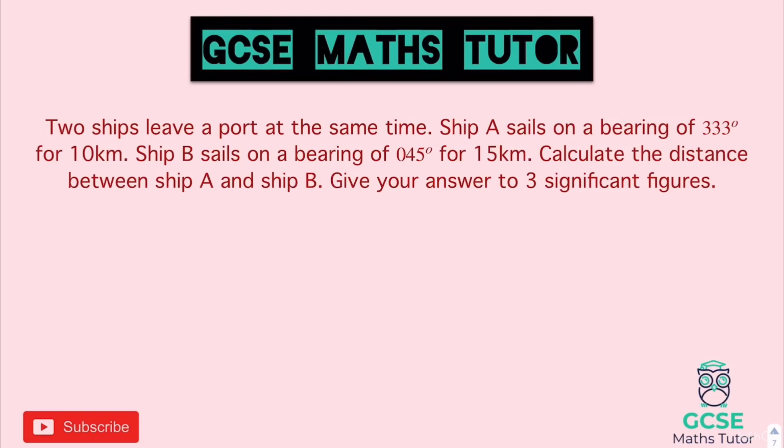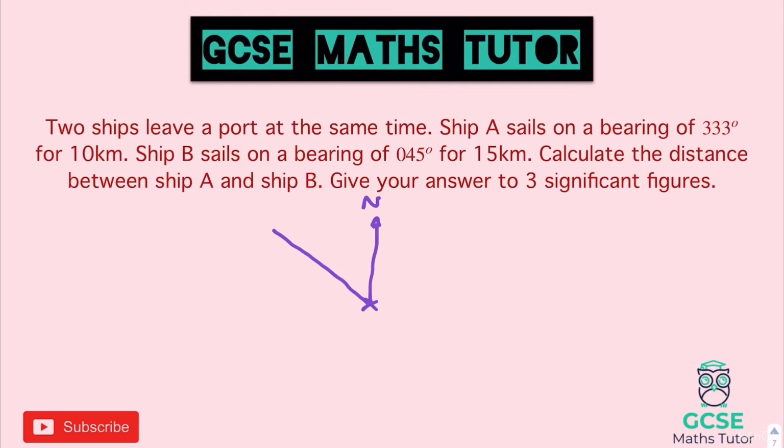Right, okay, so here we go. Let's just pick a place for this port to be. So we've got this port here. Ship A is going to sail on a bearing of 333 degrees. Now that's a bit odd, that's very close to 360. So if we draw our north line in, and imagine what that would look like, that'd be around here, look, 333 degrees. So let's just go off in that direction. There we go, and that is going to be our 333.